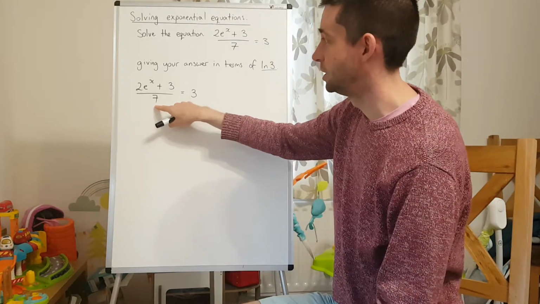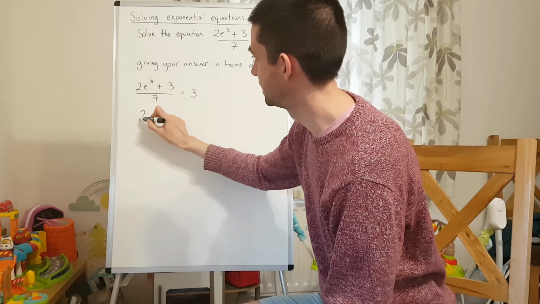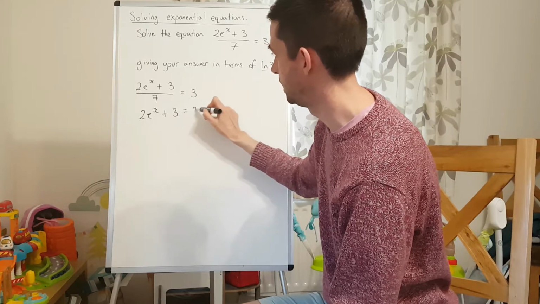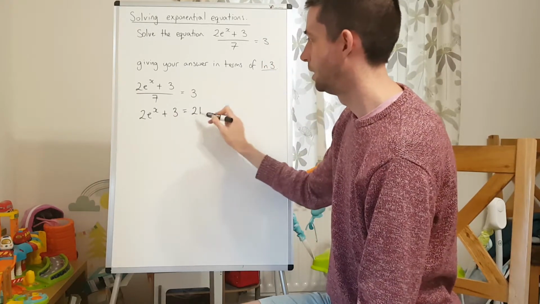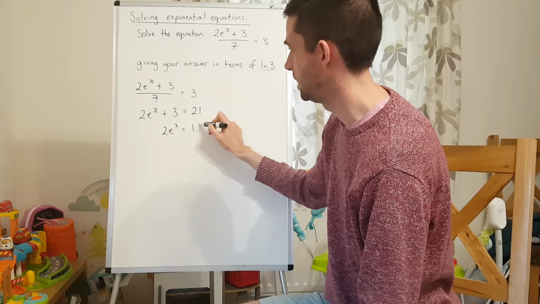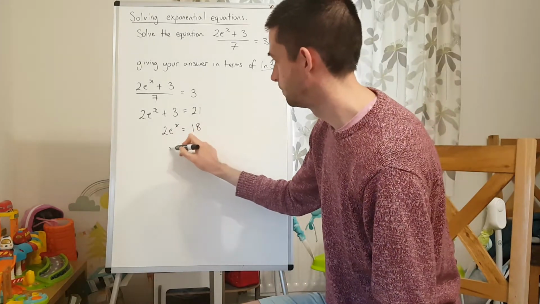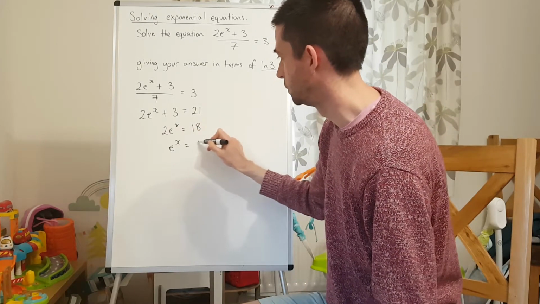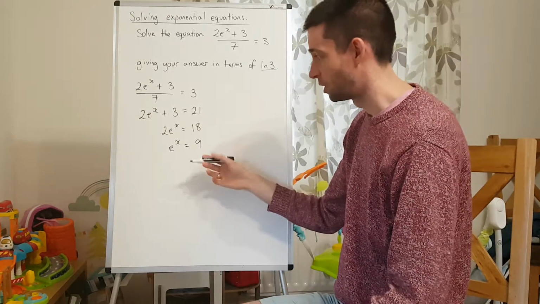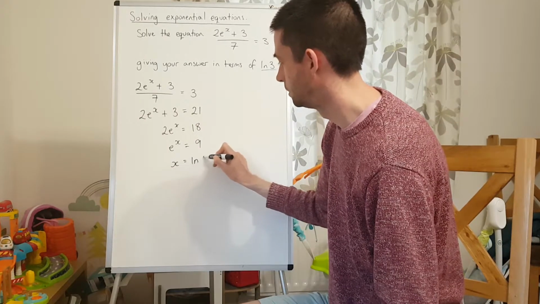So the first thing I'm going to do to get e to the x on its own is multiply both sides of the equation by 7, which gives me 2e to the x plus 3 equals 21. I'm then going to subtract the 3 from both sides, giving me 2e to the x equals 18, and divide by 2 to give me e to the x equals 9. And now I can ln. The inverse operation of e is to ln, which means that x equals ln 9.